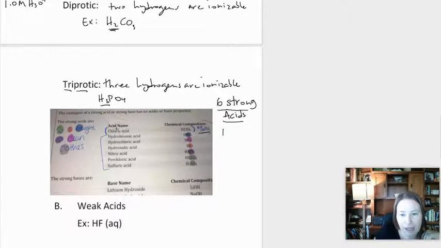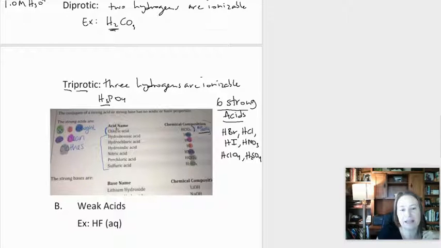They are HBr, HCl, HI, and then HNO3, which is nitric acid. So you have hydrobromic acid, hydrochloric acid, hydroiodic acid, nitric acid, HClO4, that's perchloric acid, and then H2SO4, that's sulfuric acid. So these are the 6 that you have to memorize. I thought this was kind of cool if you like them.